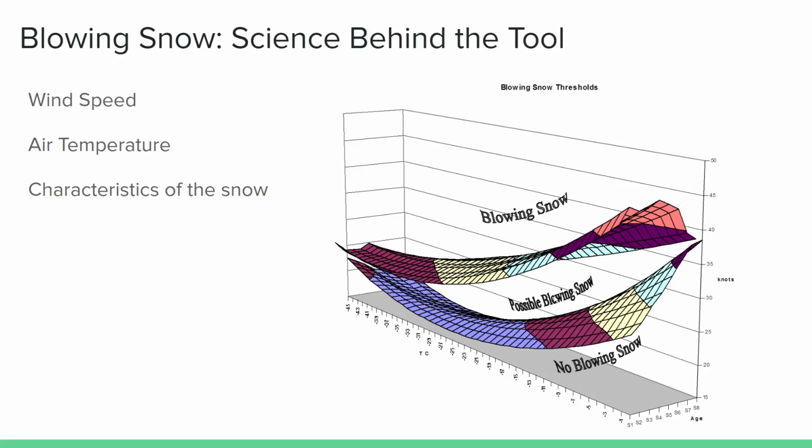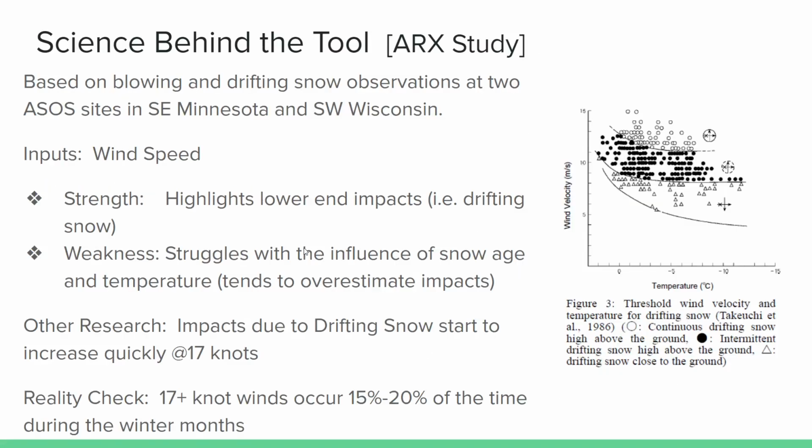The most complicated non-precipitating type is blowing snow. And that is largely due to the characteristics of the snowpack that we're trying to take into account. So we're going to kind of dive into this.